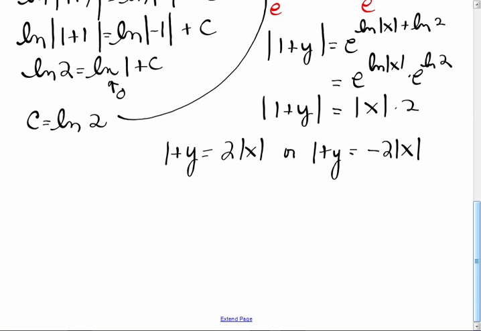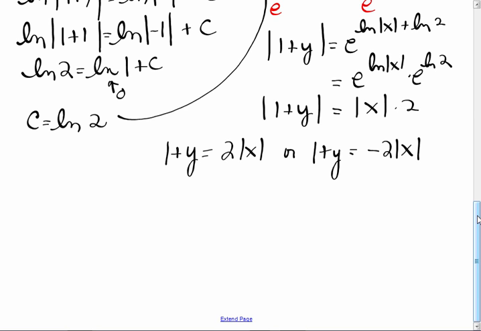What? What's the question? Because it's e to the log of absolute value of x. E and log cancel out, so it's just absolute value of x. And this is e to the log of 2, it's just that. You could leave it like here, too, by the way.